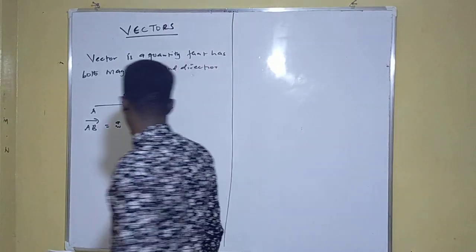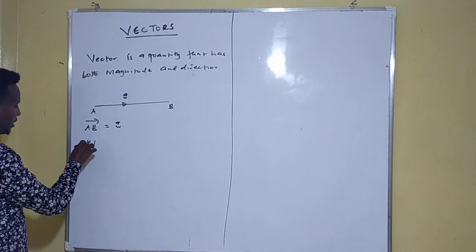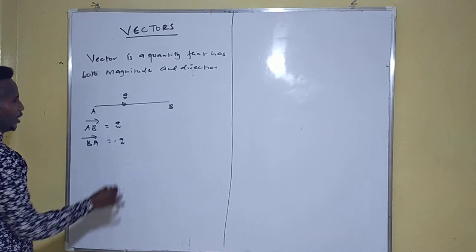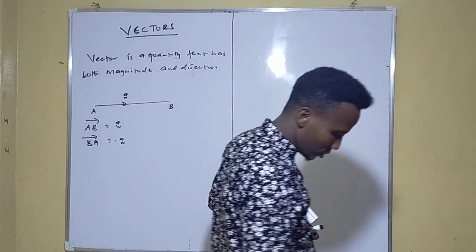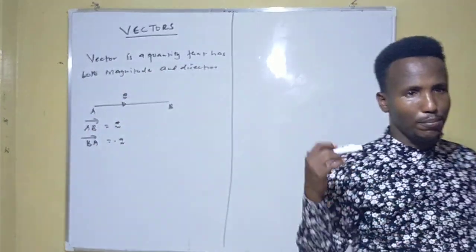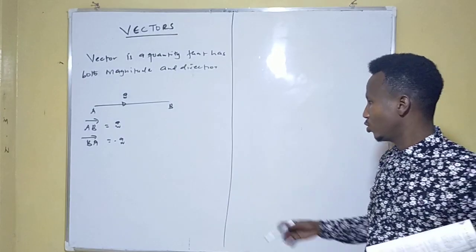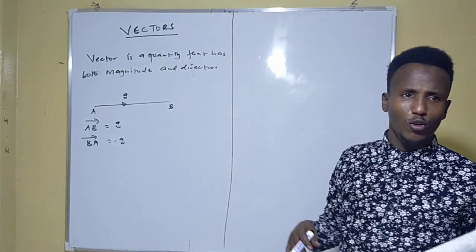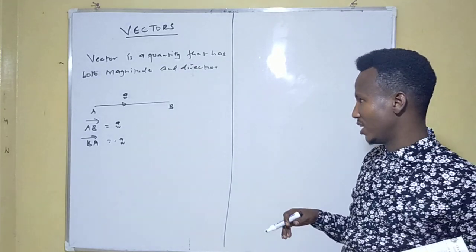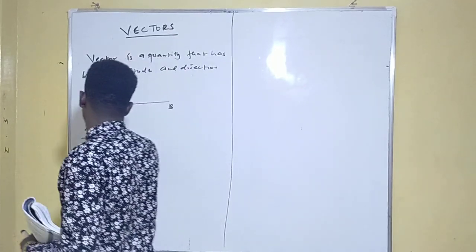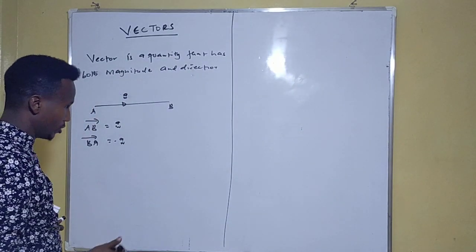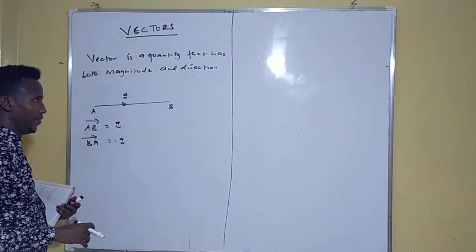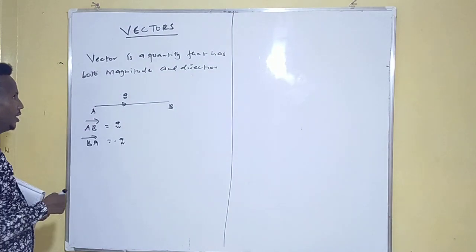So if I want to get now vector BA, you see now, vector BA will be negative vector A. Why? Because I'm opposing the arrow. A vector is a quantity that has both magnitude and direction, okay? So this is negative vector A, for your information. So this is one way of representing a vector, okay? The distance AB is what we are saying is magnitude, and the direction is always shown by the arrow, for your information, guys.